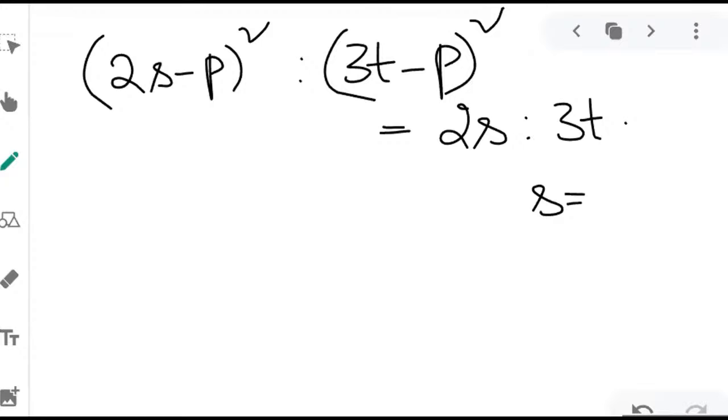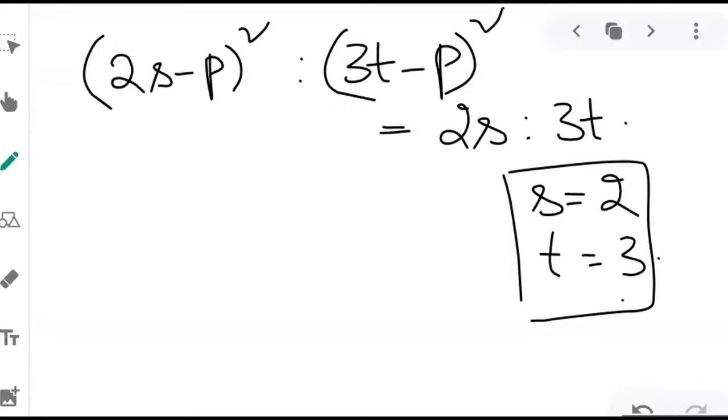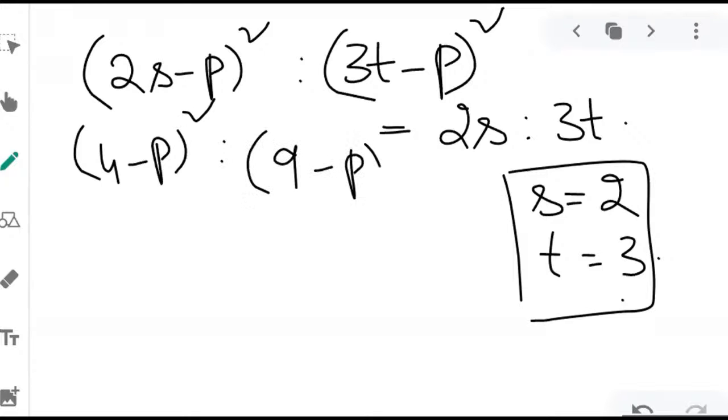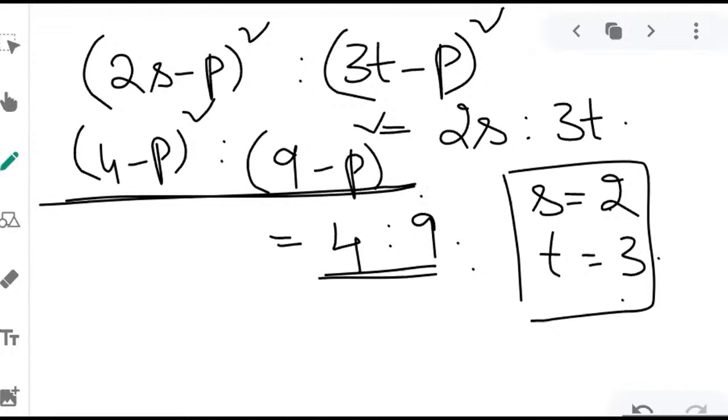Sorry. S is equal to 2 and T is equal to 3. So (4 minus P) whole square is to (9 minus P) whole square is equal to 4 is to 9. Right? For this condition, try to apply each and every one of your options. First one is P square is equal to 6ST. Right? That is my answer.